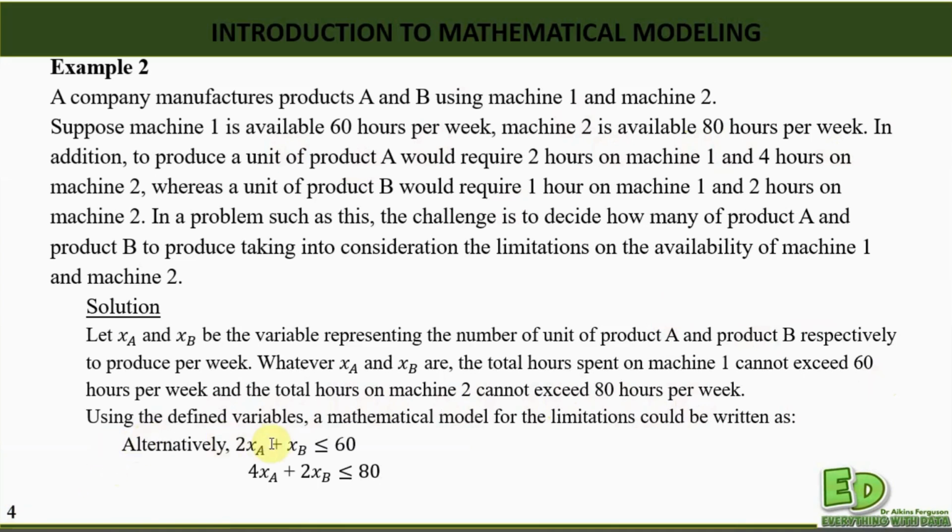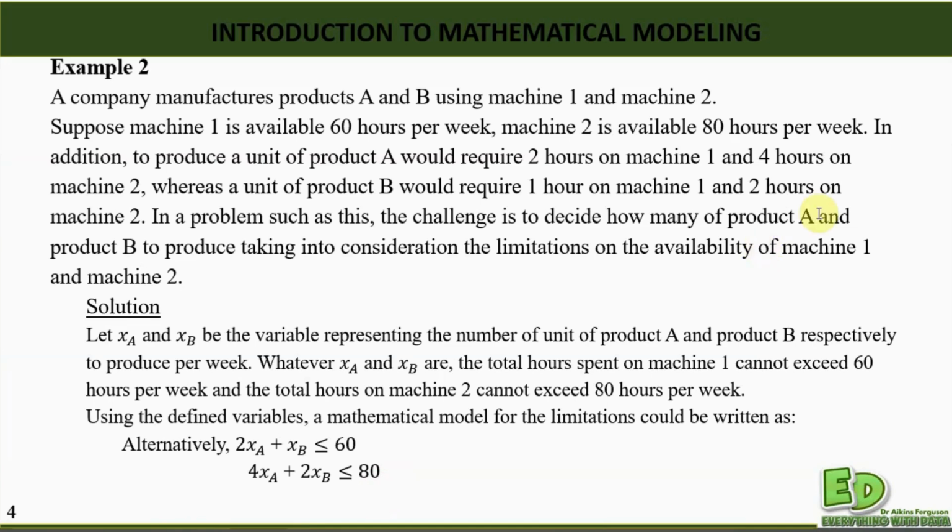Now, using the defined variables, a mathematical model or formulation for these limitations could be written as this. Alternatively, we could say that here we were told machine 1 is available 60 hours per week. That's what we have here. So it's less than or equal to 60 hours. This is another ideal way of writing it easily. When you refer to machine 2, I say that machine 2 is available 80 hours per week. So I'll say this one is for machine 2, which is less than or equal to 80 hours.